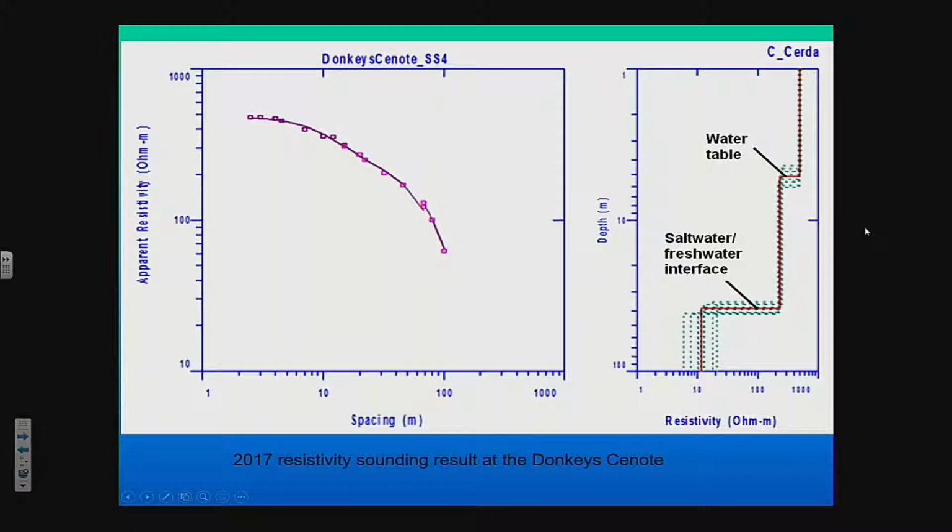Here's something else we did. If you spread your electrodes far enough apart, you're actually going to see the saltwater freshwater interface. So here, the spacing on this one is 100 meters, which means we have actually a 200-meter long line. And you see the water table here, where you get the first drop, then you get a huge drop when you detect the saltwater freshwater interface.